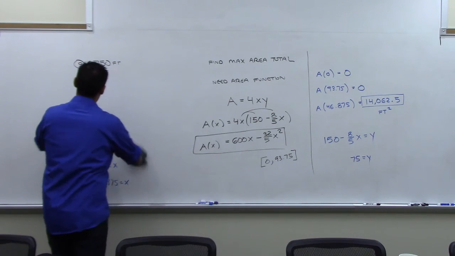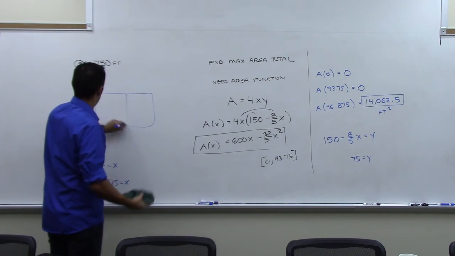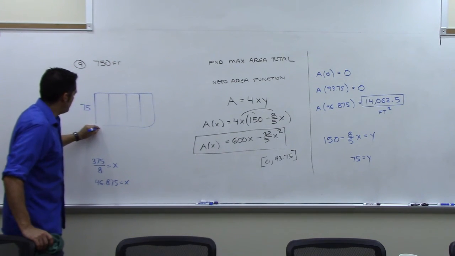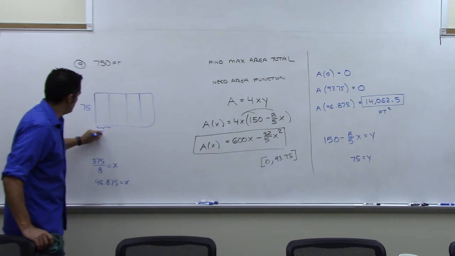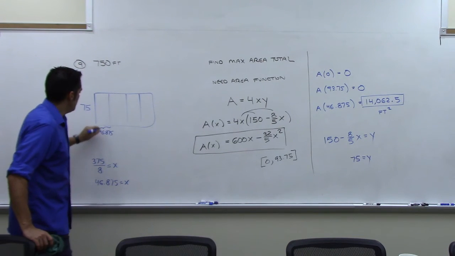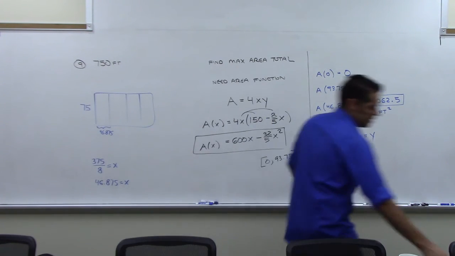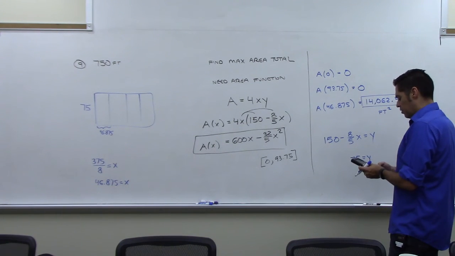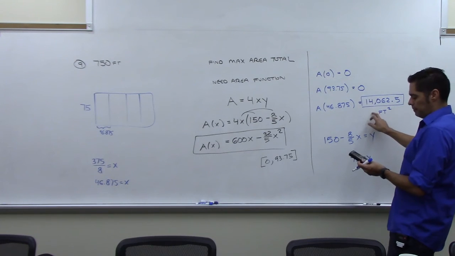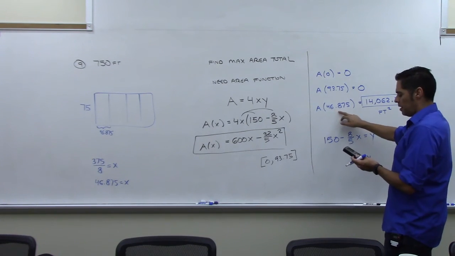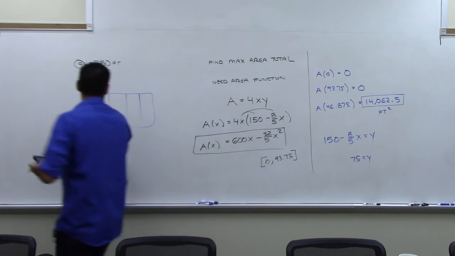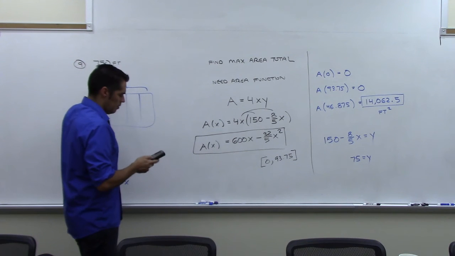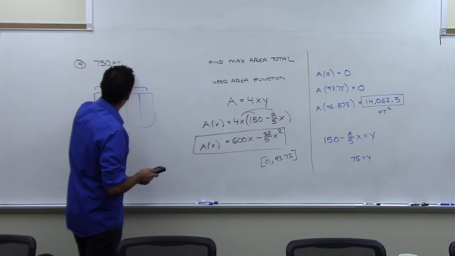So back on our picture, y has to be 75, and x was this. This is 46.875, but the whole length would be 4 of them. I'm just getting this information just to have it. We don't need to do this. We've already answered the question right here. So if I take 46.875 and multiply it times 4, 1, 2, 3, 4, that means this side right here would be 187.5 feet.